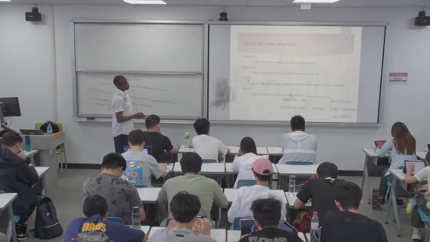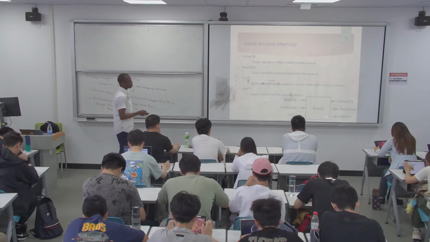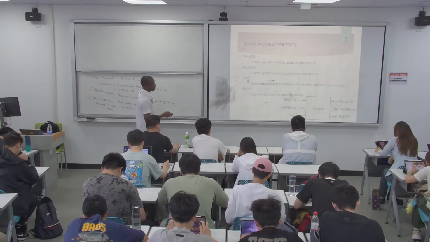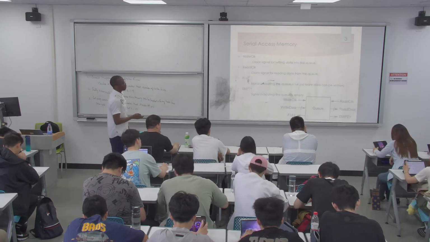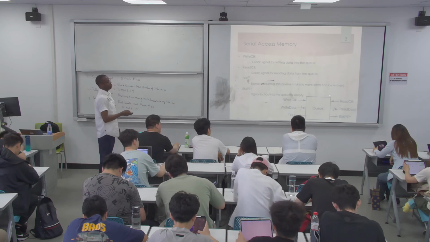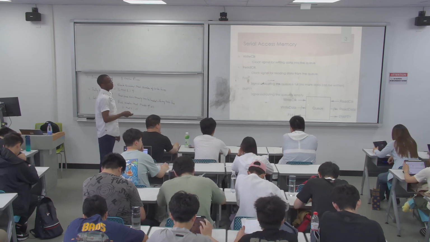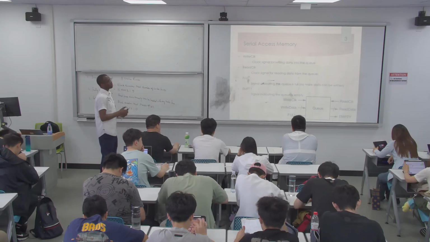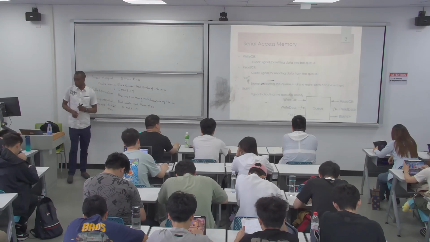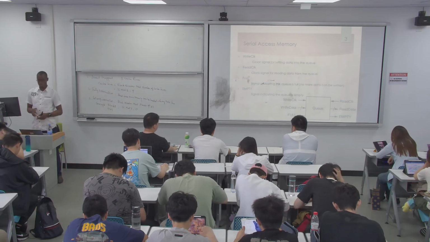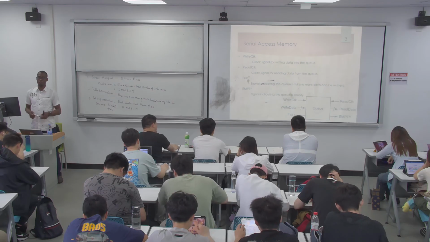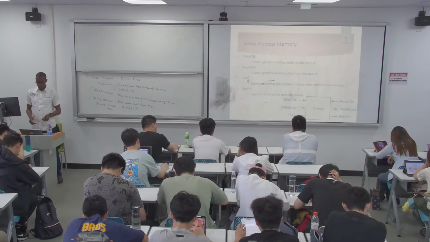This is a signal to indicate that the queue is full, and this is the signal to indicate that the queue is empty. There is nothing in the queue. So now you understand that the serial memory is a type of memory used in digital systems to manage data in a first in, first out queue.